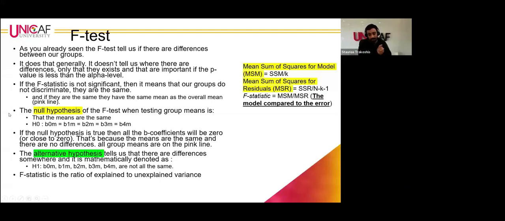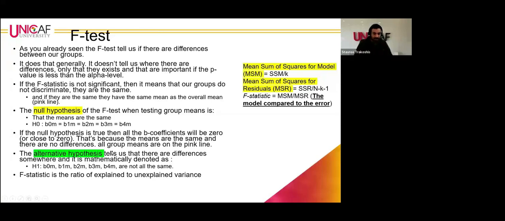So the null hypothesis that the F test is testing is that the means of the groups are the same. And this means that the mean of the group of B0 is the same as the group mean of B1 and so on. So if the null hypothesis is true, then all the beta coefficients will be 0 or close to 0, because there will be no mean differences with each other, with the intercept and with each other.